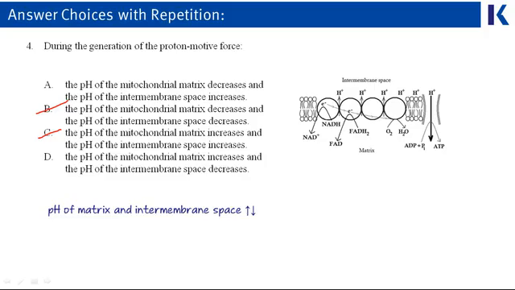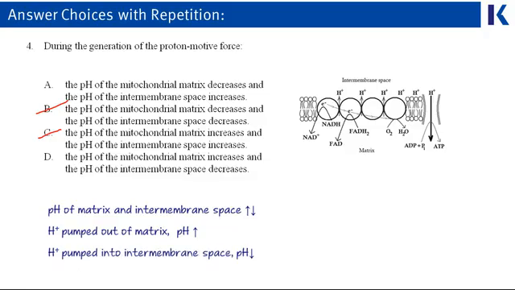This process of using a proton gradient across a permeable membrane is known as chemiosmosis, and it's a fundamental part of oxidative phosphorylation. So the protons are pumped out of the matrix, meaning the pH is going to increase. Necessarily, the pH of the intermembrane space will decrease, and D is our answer.